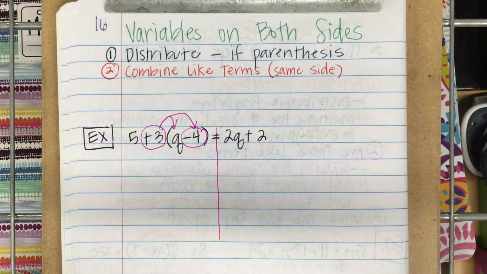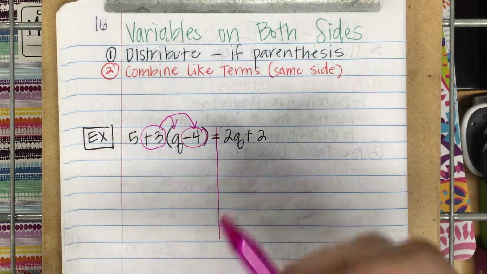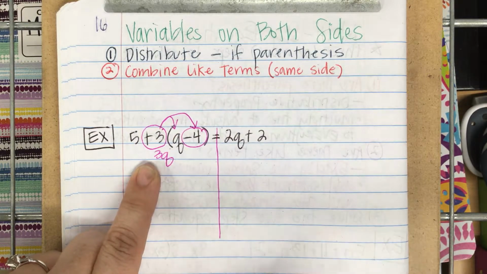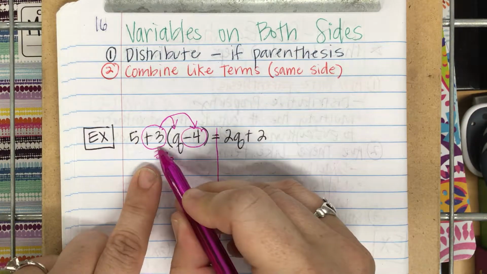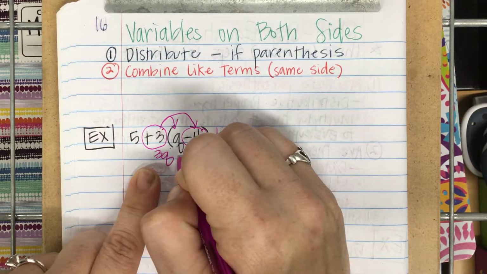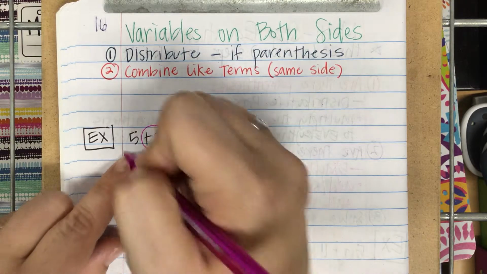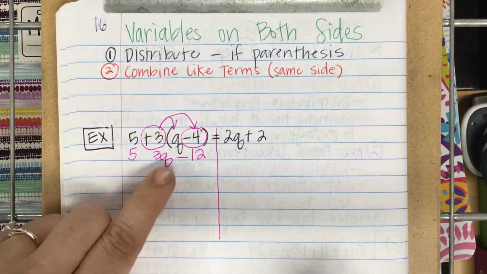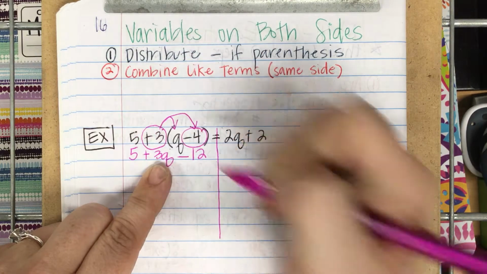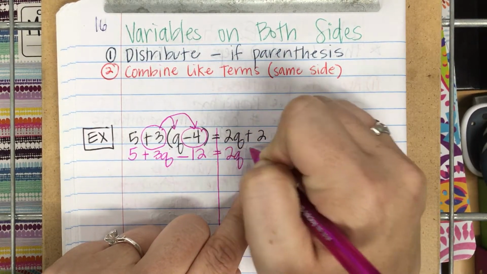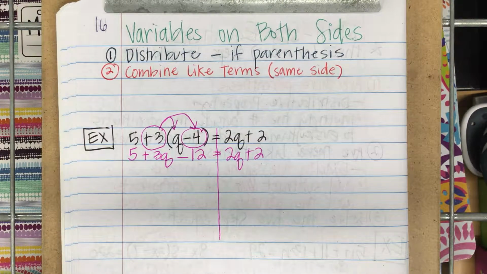So I need to distribute because there were parentheses. So that means 3Q, correct? And then 3 times negative 4 is negative 12. And then that 5 just comes down to the front. And since that's a positive, I put a plus sign. And nothing happened on the right side, so I'll just leave it there. Okay, so step number 1 was distribute if there were parentheses. And yes, there were parentheses, so I distributed, correct?